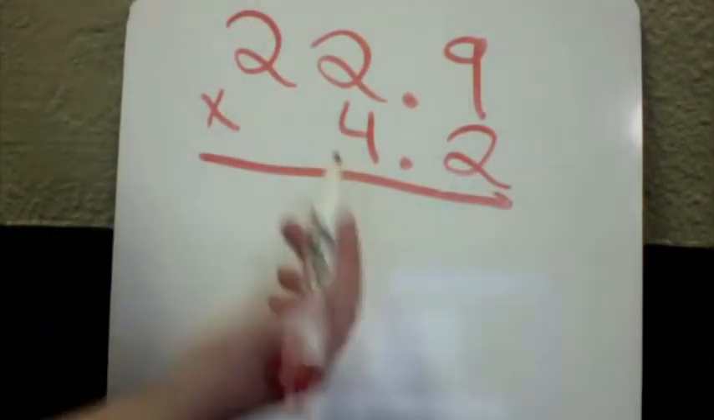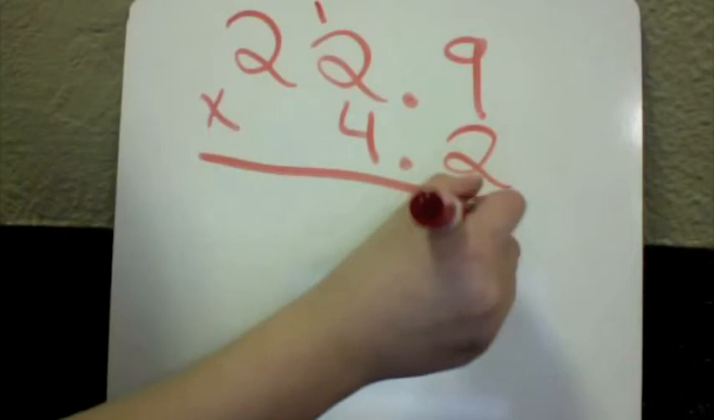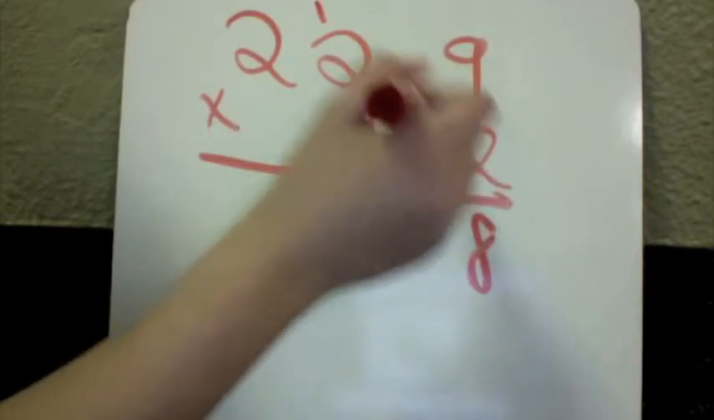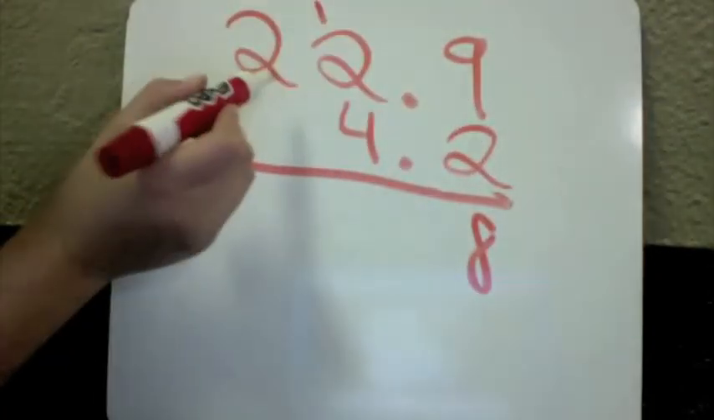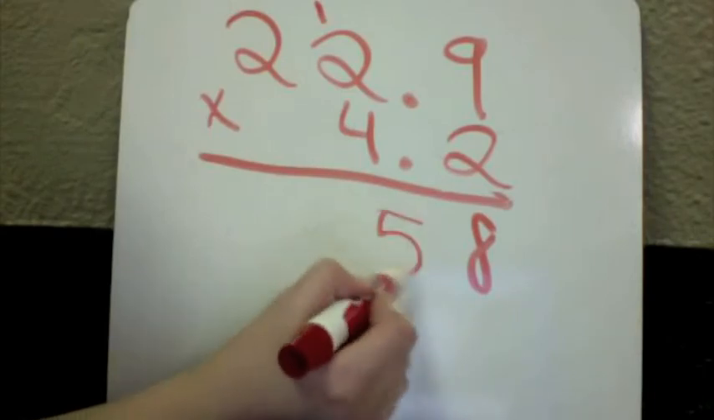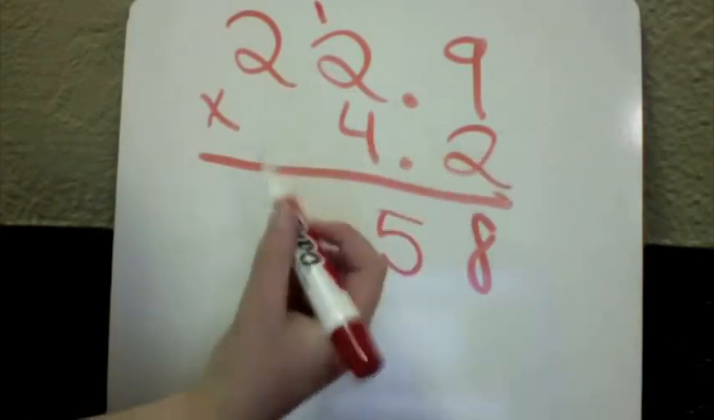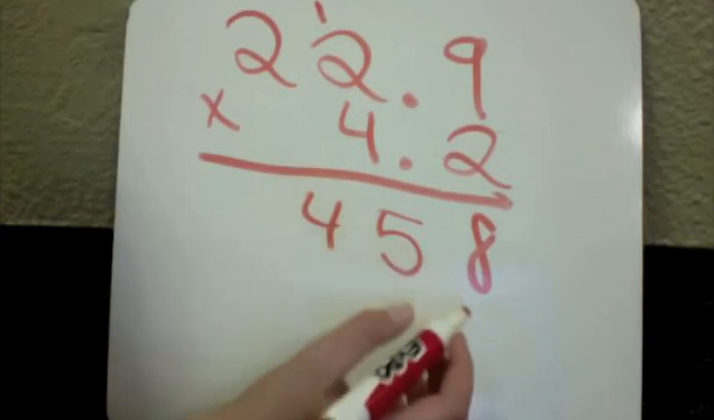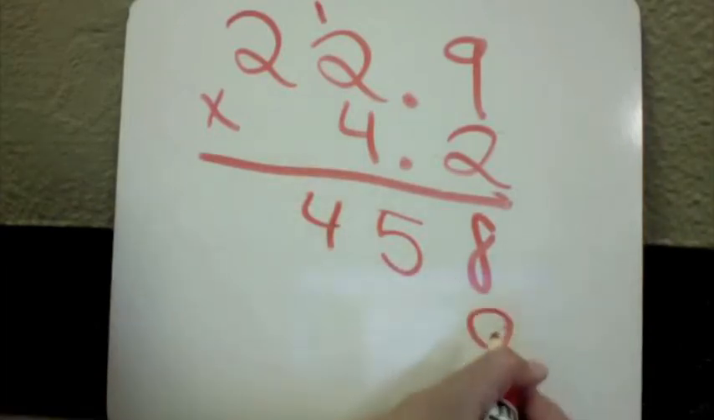So 9 times 2 equals 18. Carry the 1, down the 8. And then 2 times 2 equals 4 plus 1 equals 5. So put down the 5. And then 2 times 2 equals 4. Put down the 4. And then hold the place with a 0.